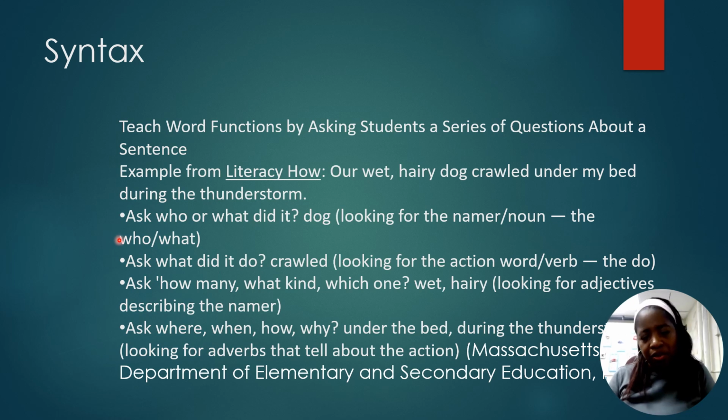So you're going to be asking the student now, who or what did the dog do? And the student will respond to the what, and they would say the dog. The dog is a noun. And so then you would ask, and what did it do? They crawled under the bed, the student will respond. Ask how many or what kind or which one, and they'll say the wet hairy dog was the one. So that they're giving you the adjective.